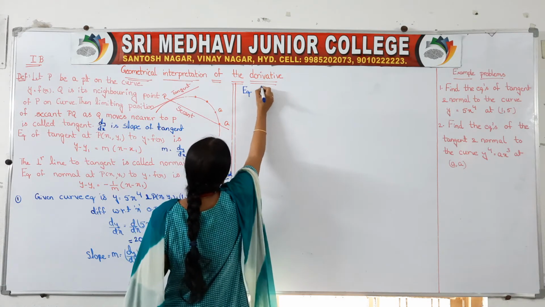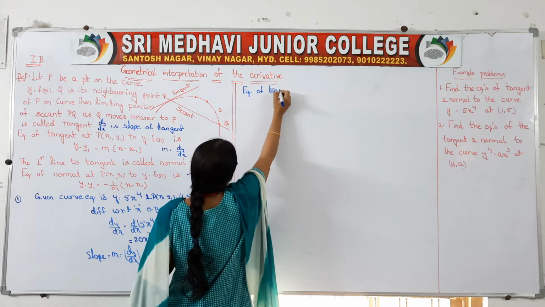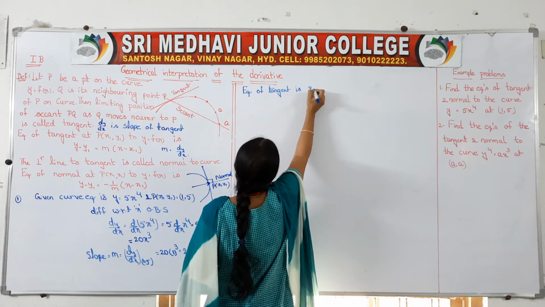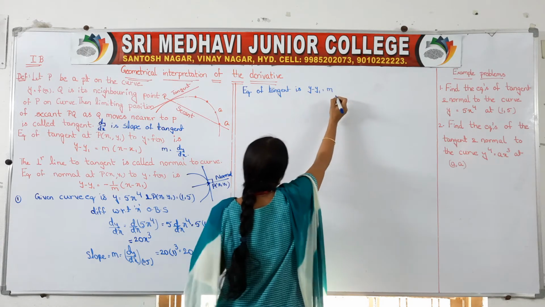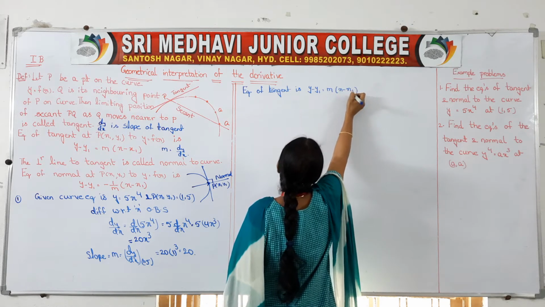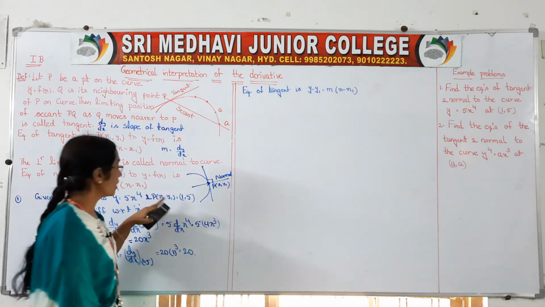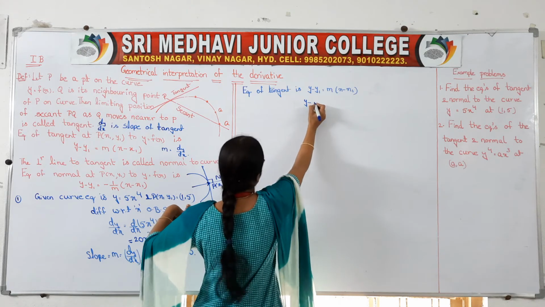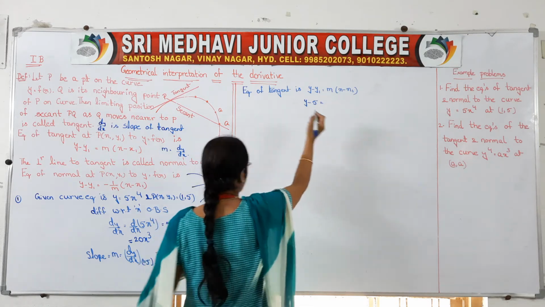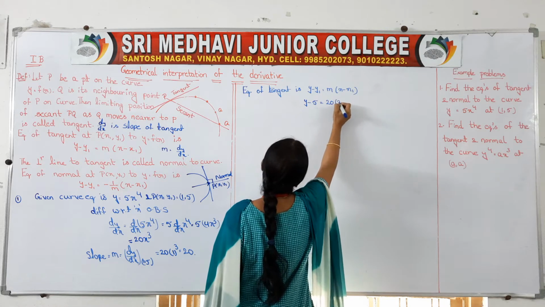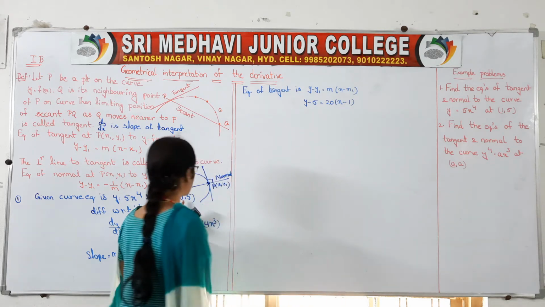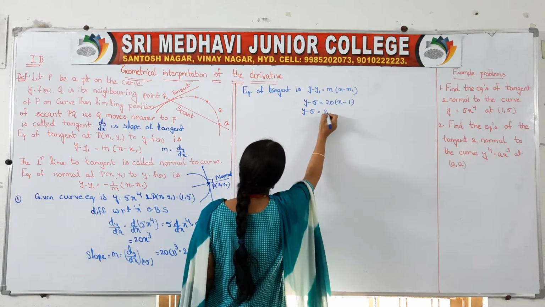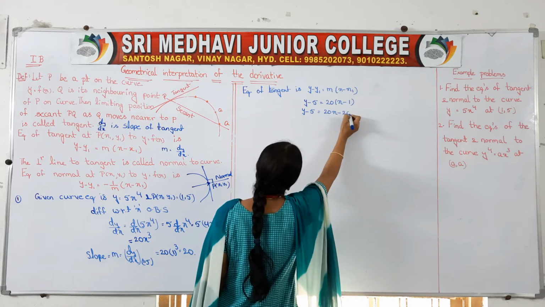How will we find the equation of the tangent? What is the formula? It is y minus y1 is equal to m into x minus x1. We consider the point's x as x1 and y as y1. So y minus y1, which is 5, is equal to, your m is 20, into x minus x1, whose value is 1. So it is y minus 5 is equal to 20x minus 20.